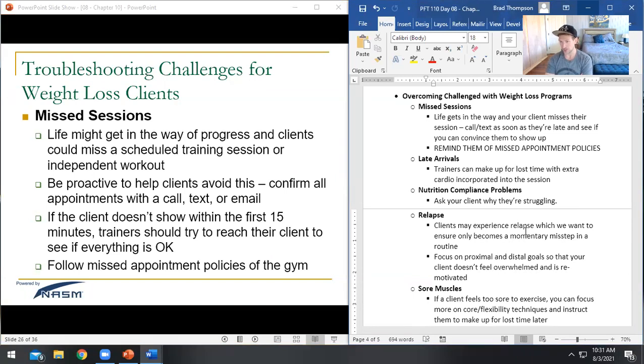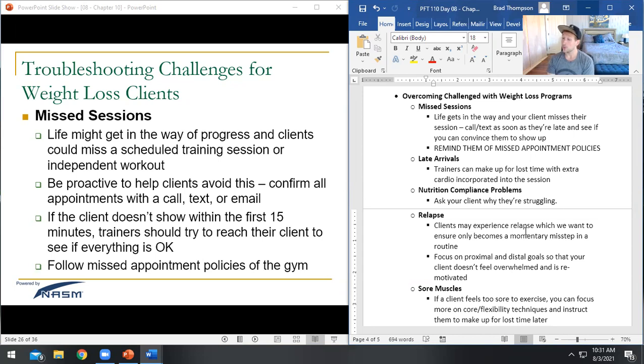Missed sessions. Look, life is going to get in the way. There's going to be traffic. Your client is possibly going to call and text you to say, hey, I'm going to be late. Try to keep this from happening. Be super proactive with your client. Send them a reminder text 24 hours before your session starts. Like, hey, can't wait to see you tomorrow at 7 a.m., right? Or whatever it happens to be. Remind them.